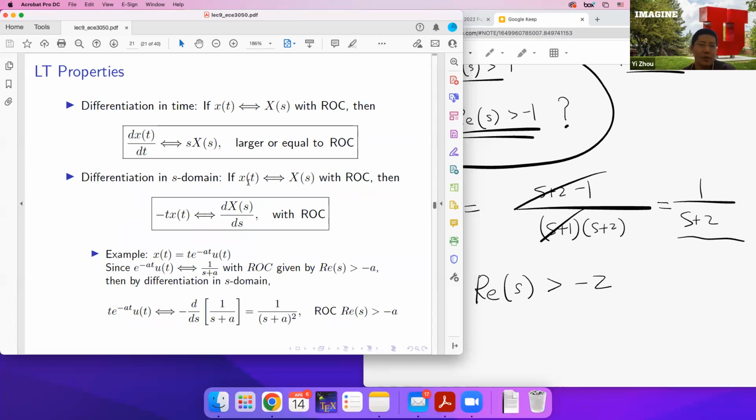Okay, we have this differentiation property. Differentiation in time leads to multiplication by s, a scaling in the S domain. Therefore, later we will see a lot of examples applying the Laplace transform to analyze differential equations. And this is differentiation in the S domain. Differentiation in S corresponds to multiplication by t, a linear scaling in time.